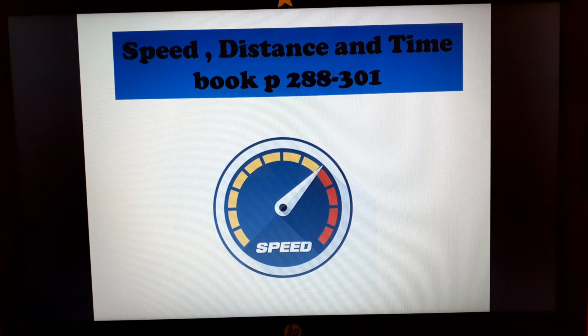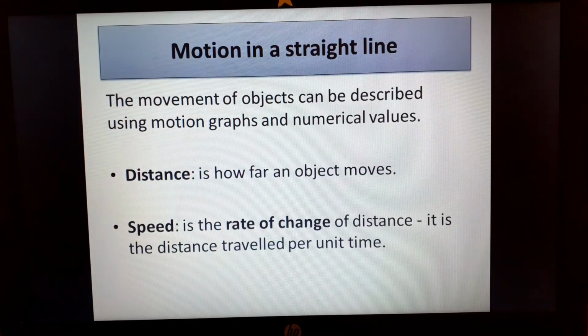Hey, grade 8. We're going to discuss physics today, which has to do with changing place. Now, how do you evaluate how fast an object changes its place from point A to point B? Well, that is done by three parameters, actually.